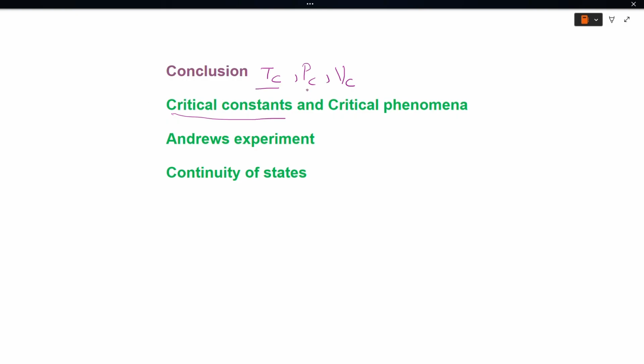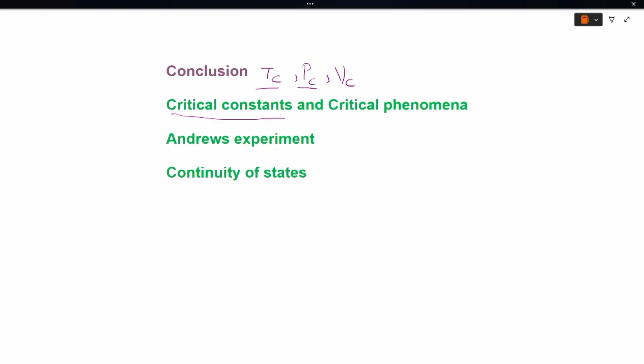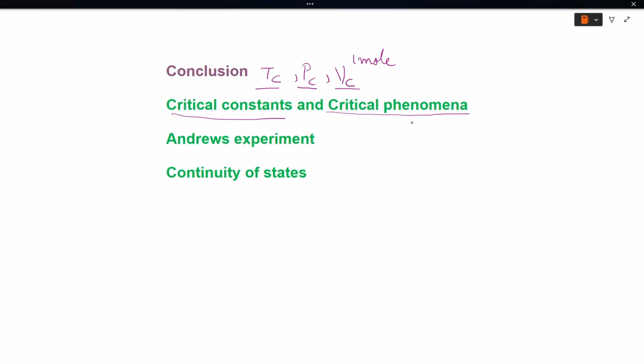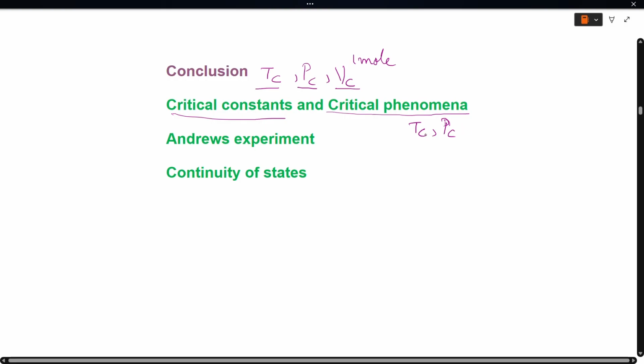Now, what is critical pressure? It is the minimum pressure required to liquefy a gas at critical temperature. Now, what is critical volume? Since it is a volume, we have to specify: it is the volume of 1 mole of a gas at critical temperature and critical pressure. Now, the critical phenomenon is the continuous merging of gas to liquid, or liquid to gas, whatever it is, where we consider the conditions of critical temperature and critical pressure.